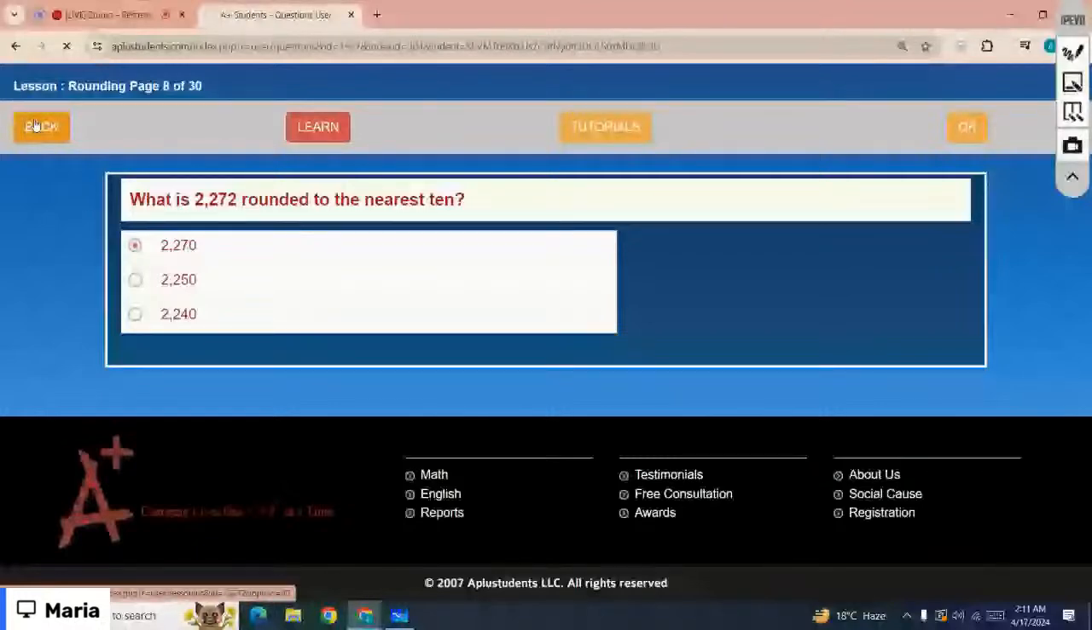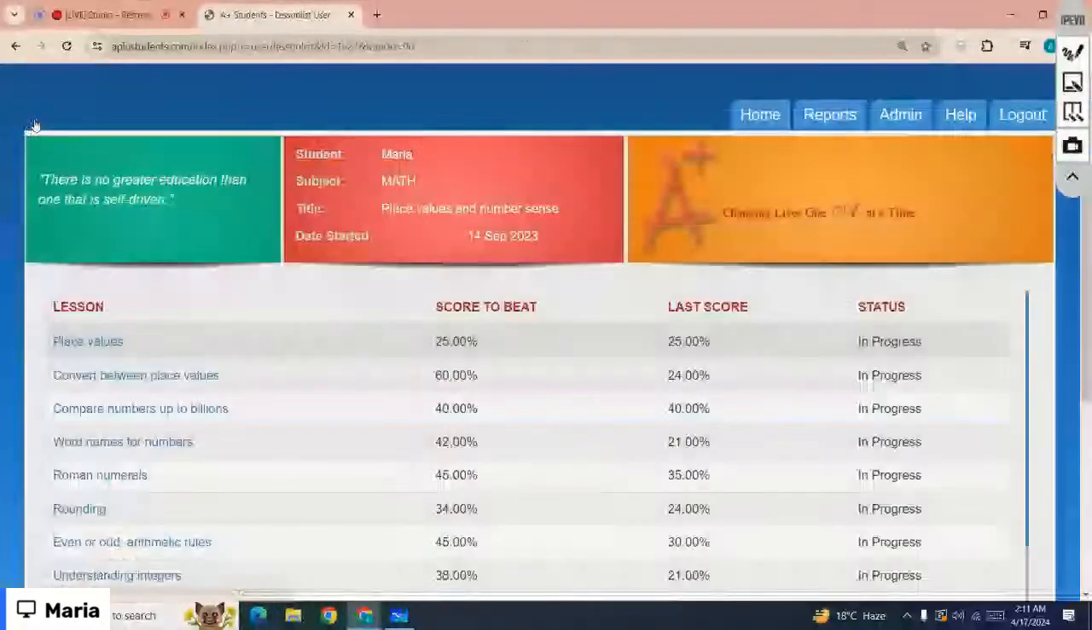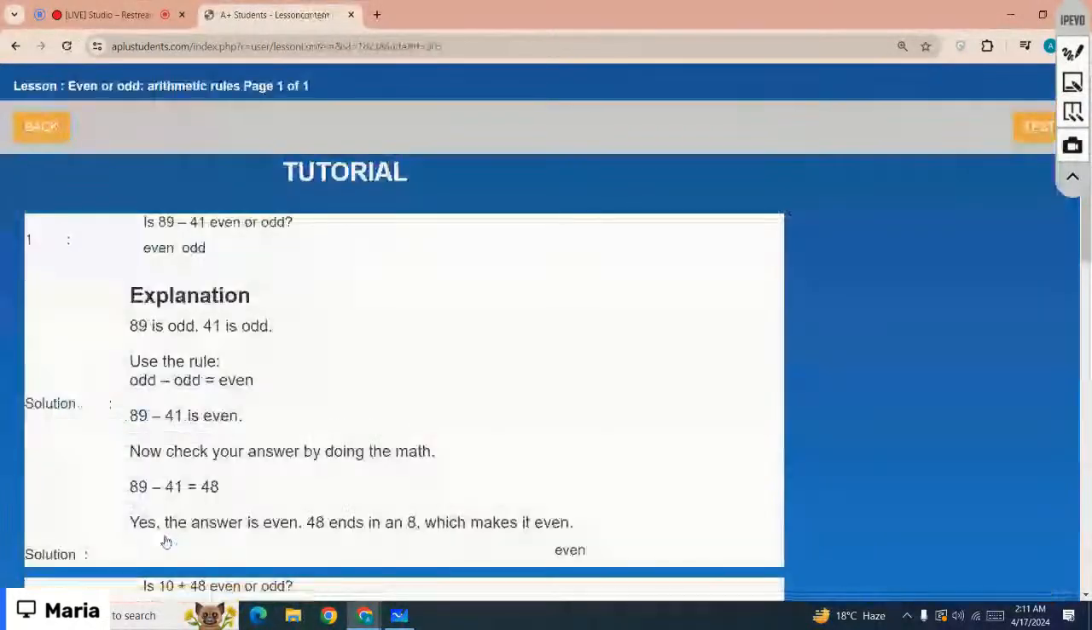The next lesson is even or odd arithmetic rules. So basically, first thing is we need to learn what are the even and odd numbers, right? So even numbers are the ones that can be evenly divided by 2, right? And odd numbers are the ones that cannot be divided by 2.